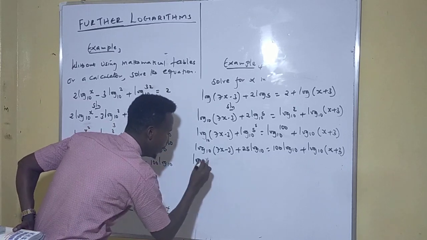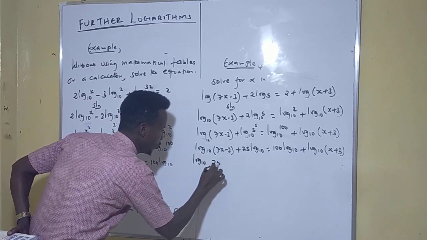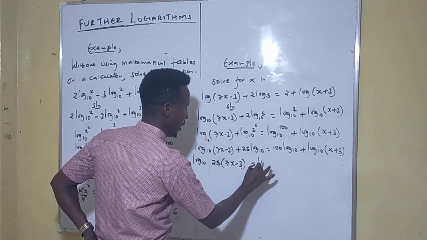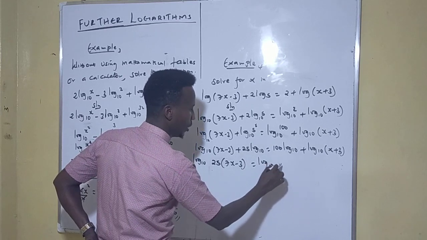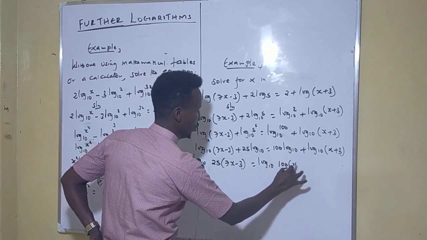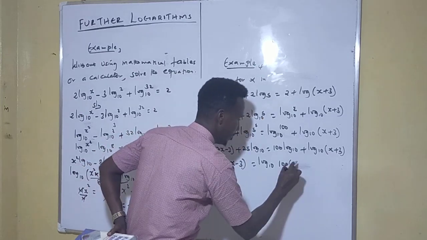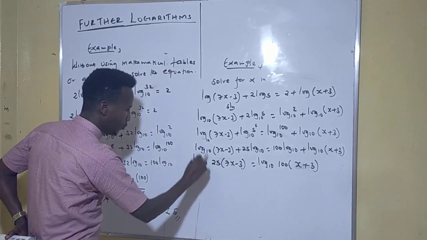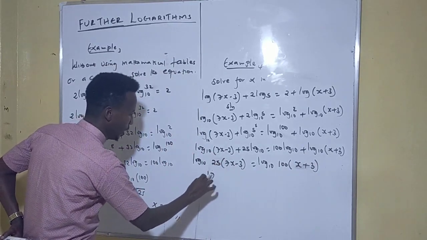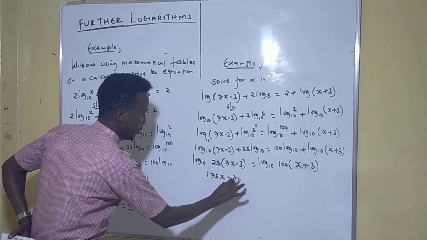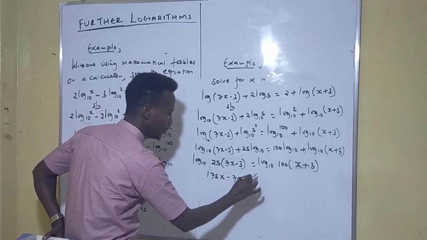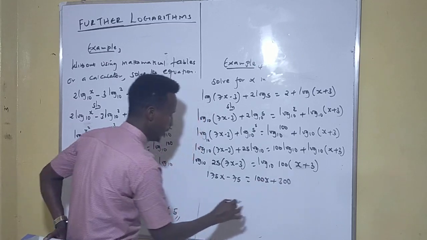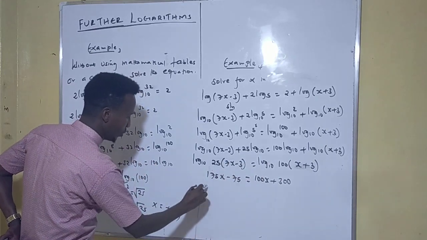Take your time. The common is log base 10, take it. So you're going to say 25 into 7x minus 3 is equal to, again, log base 10, plus also 100 into x plus 3, because we have plus there. So you're going to say x plus 3. Remember, you take the common then. So here, forget this 2. So this time it will be 175x minus 75 is equal to 100x plus 300.